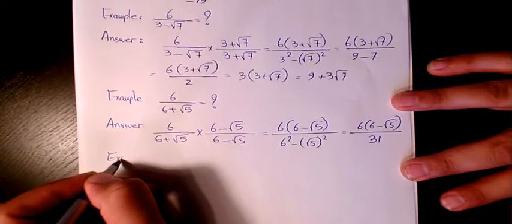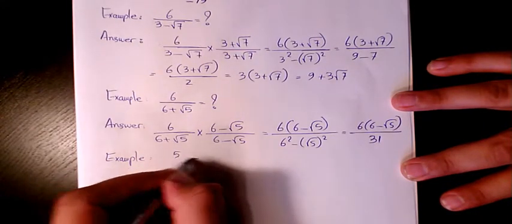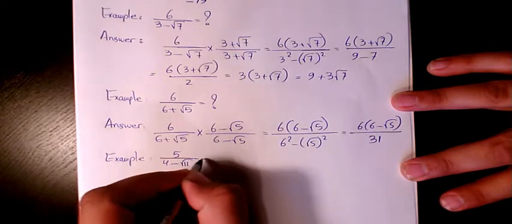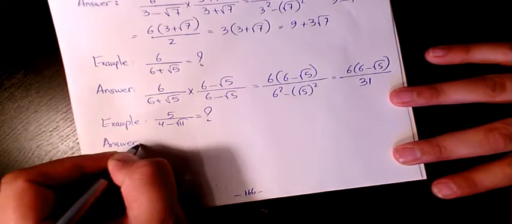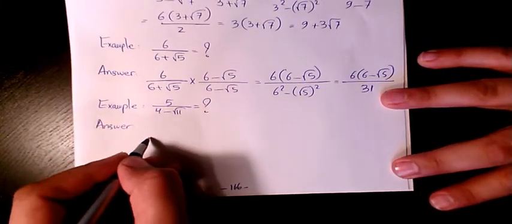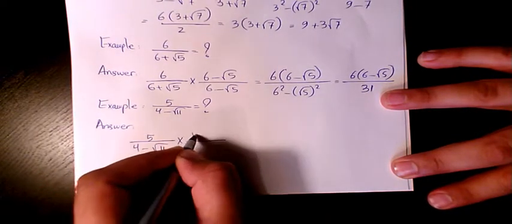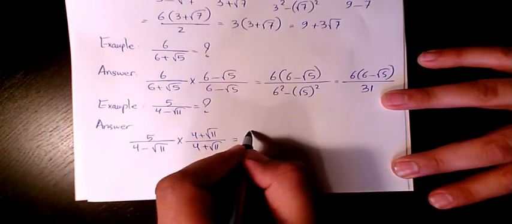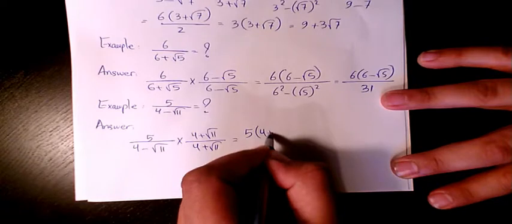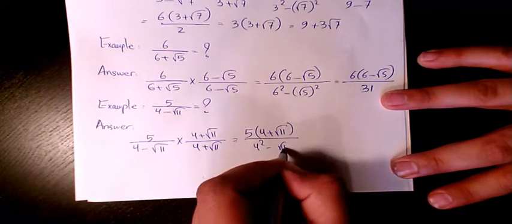Next example is 5 over 4 minus root 11. Answer is 5 over 4 minus root 11 times 4 plus root 11 divided by 4 plus root 11. That will be 5 times 4 plus root 11 divided by 4 squared minus root 11 squared.